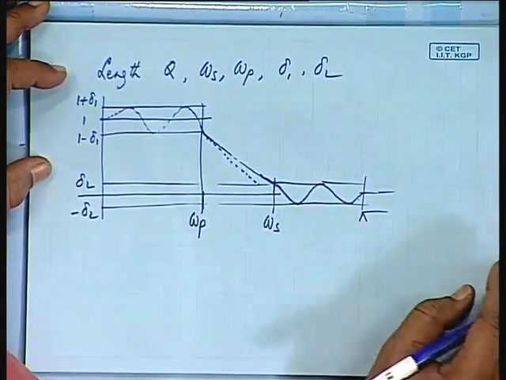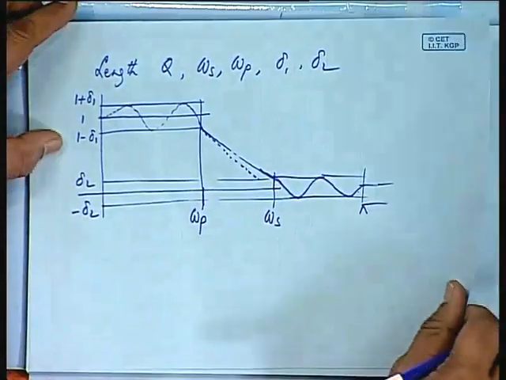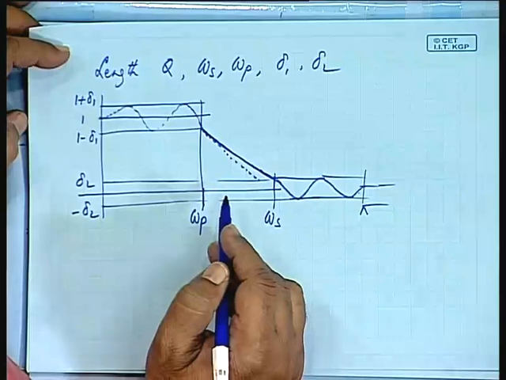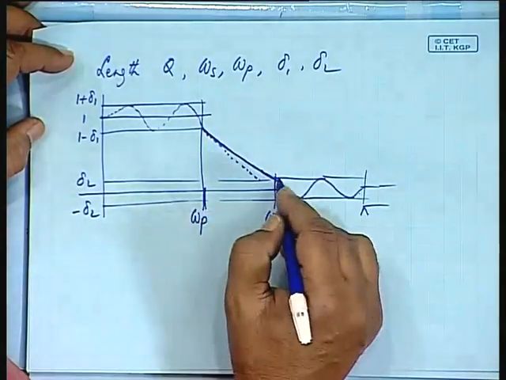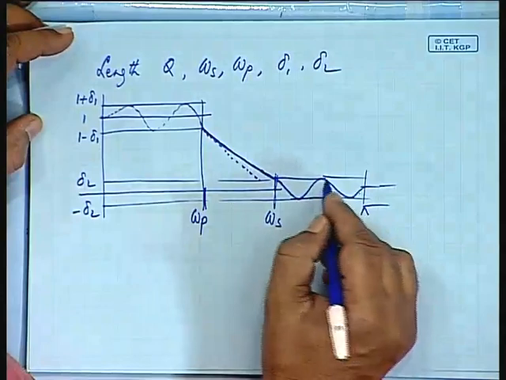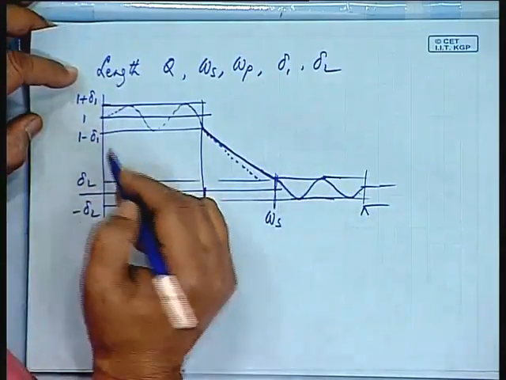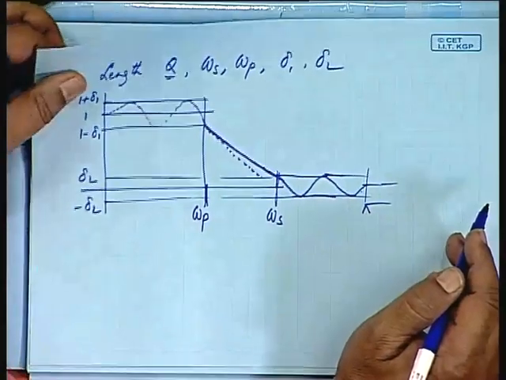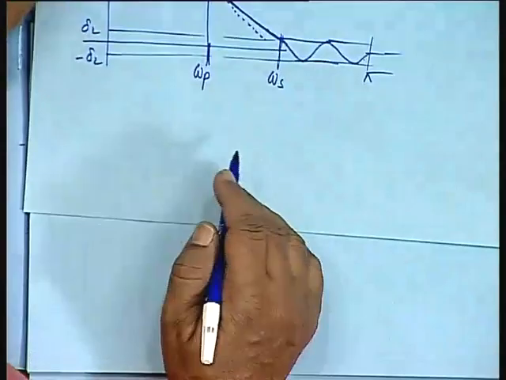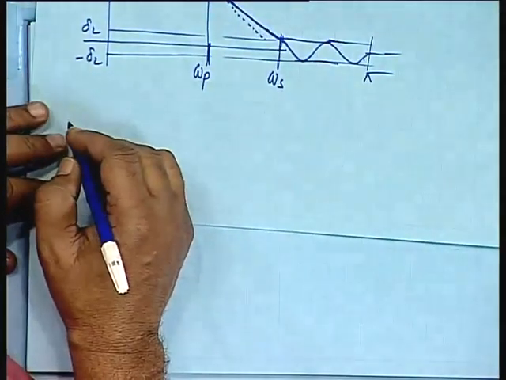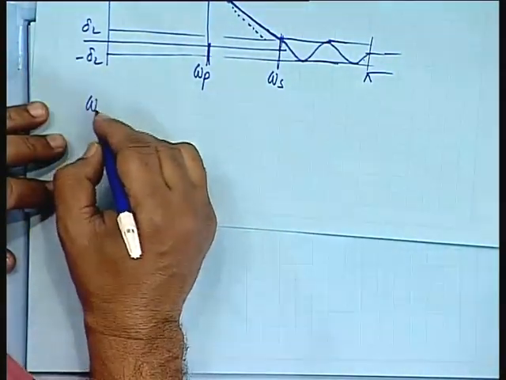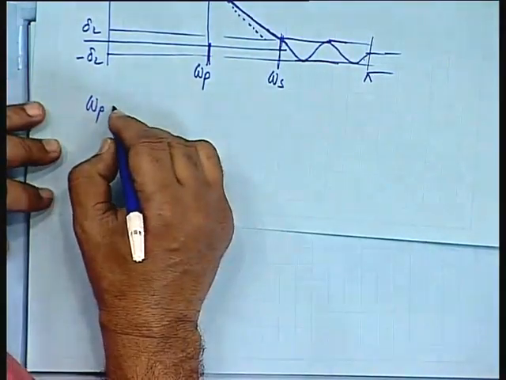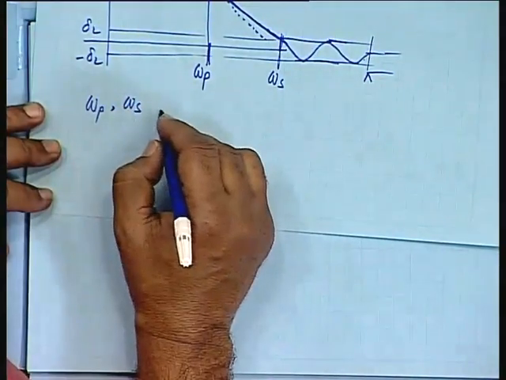Maybe like this. We are not really bothered about the transition. Omega p is fixed, omega s is fixed. This tolerance is given, this tolerance is given, and we may be given the length of the filter. So, the algorithm suggested by Park and McClellan is: omega p, omega s, these are fixed.